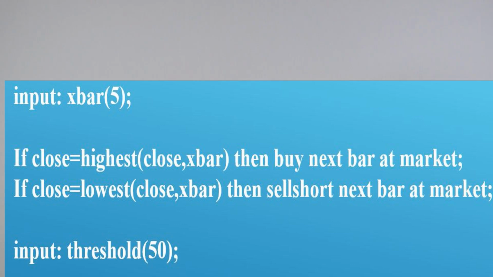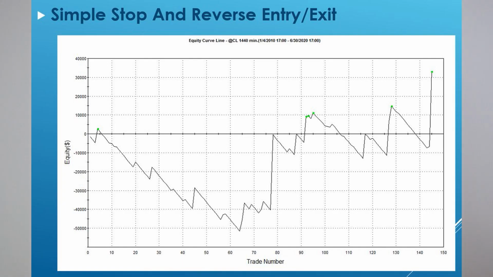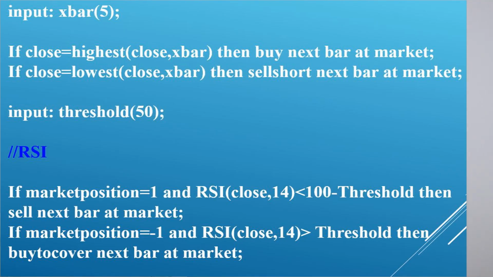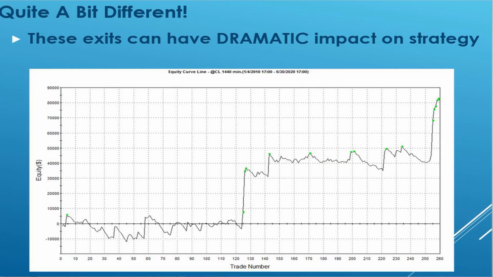And here's another test with crude oil. So here's the baseline system and what it looks like. Not so great, right? But now let's add an RSI entry, but use it just as an exit. What happens then? Wow, that's quite a bit different and a lot better. And that was only by adding the RSI entry and just using it as an exit.